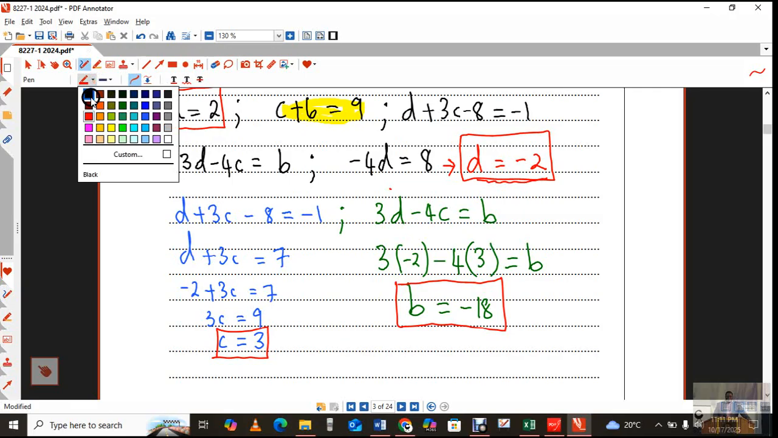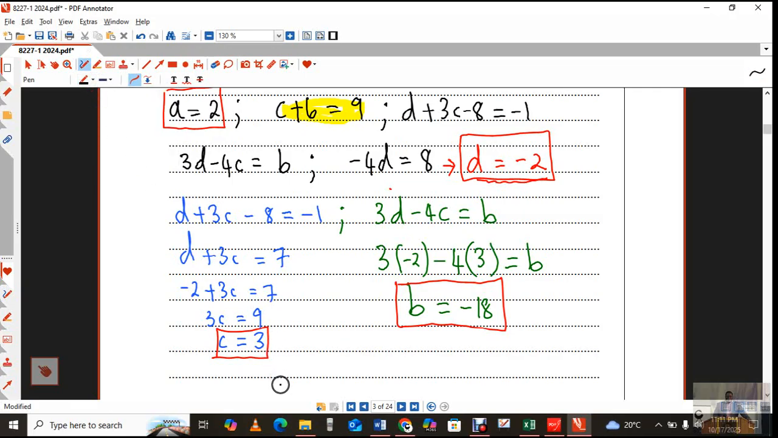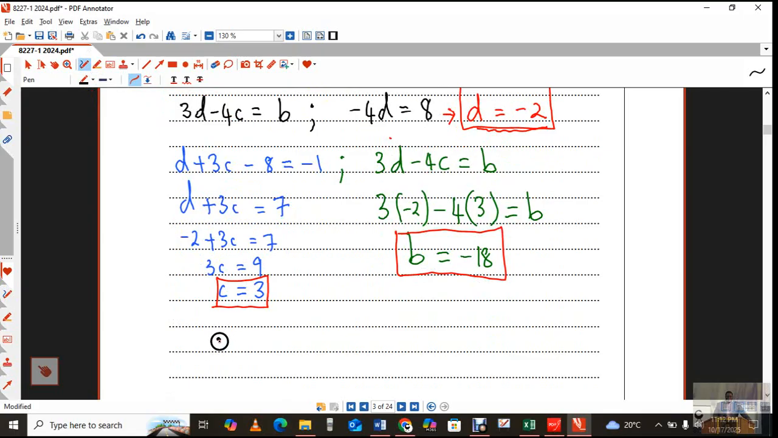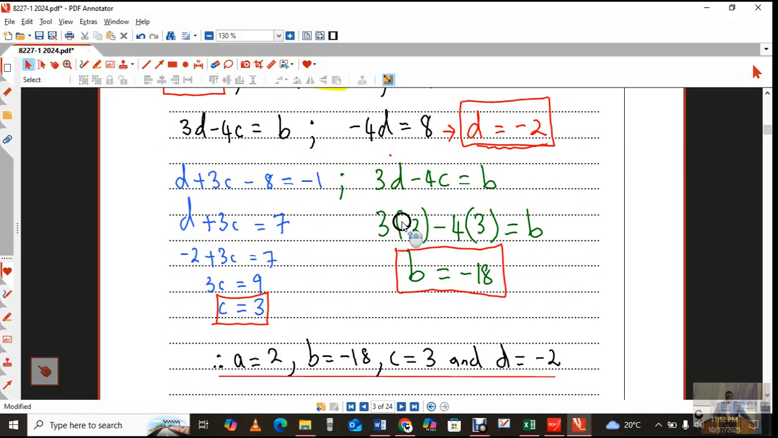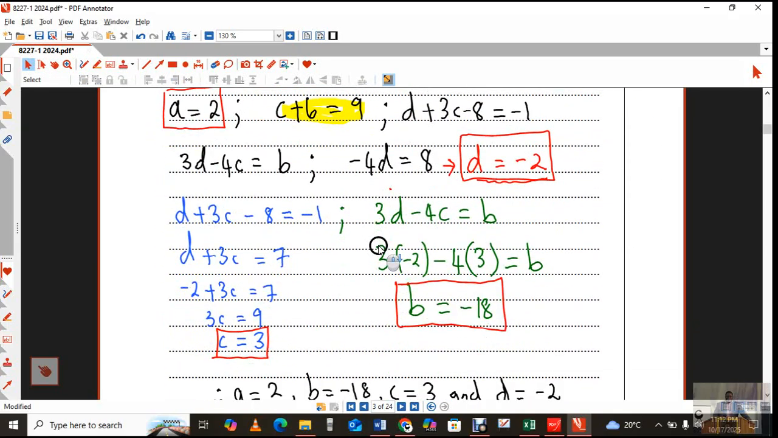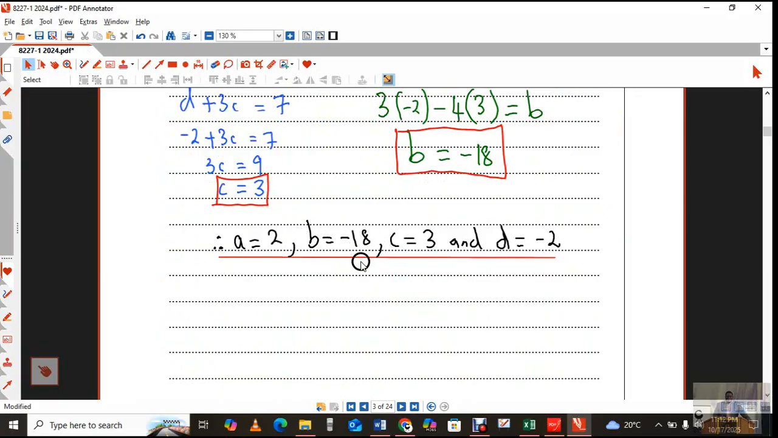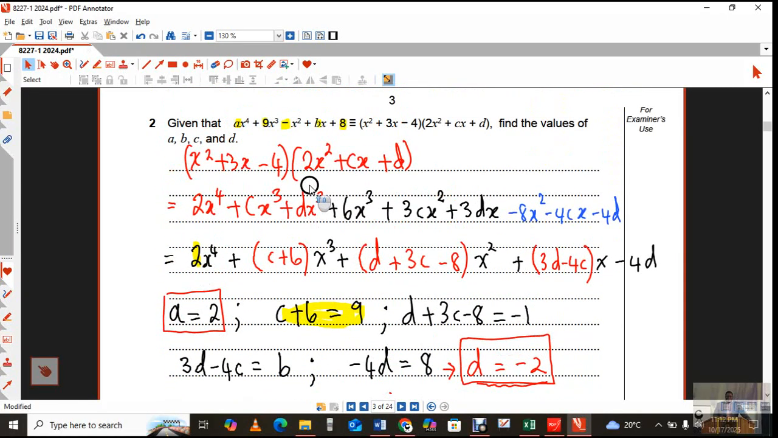So what I have now is a is equal to 2. All right, so therefore a is equal to 2, b is equal to negative 18, c is equal to 3, and d is equal to negative 2. So all of these are my solutions, what they were asking us to find. Right, many ways you can do this, but I think this is the best way, by looking at those coefficients. Just have to be a bit careful, especially when you select those coefficients, that you do not make a mistake.